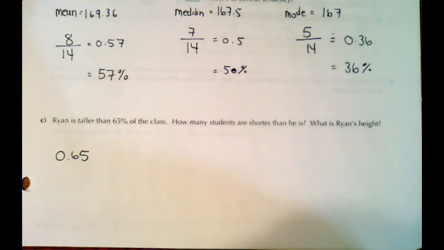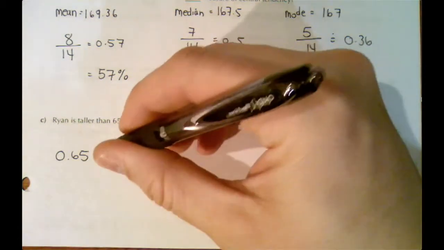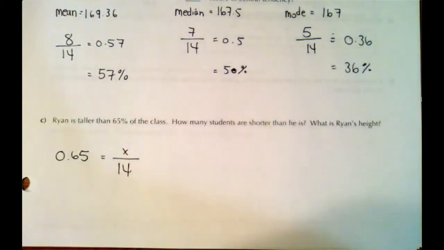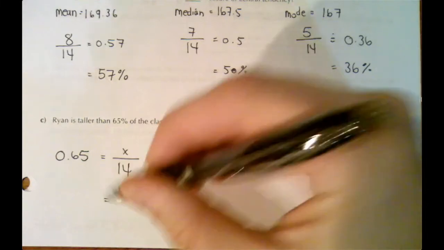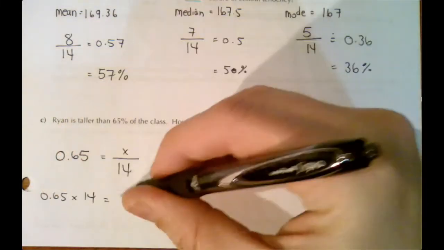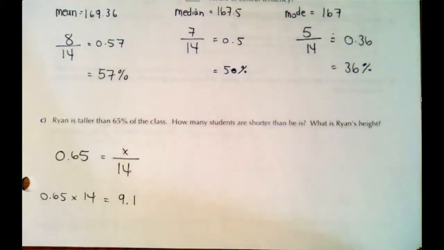65% as a decimal is 0.65. So we need to figure out how many people out of 14 would give us that 65%. To do that, we're just taking the 65% and multiplying by 14. And if we do that, we get 9.1. So Ryan has to be taller than 9.1 people.